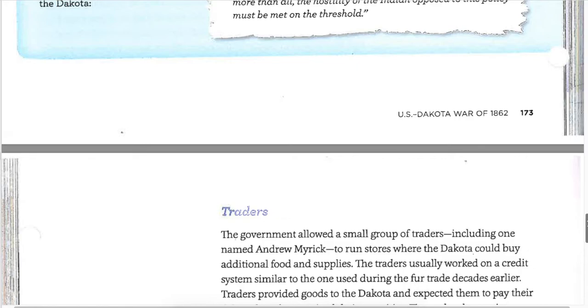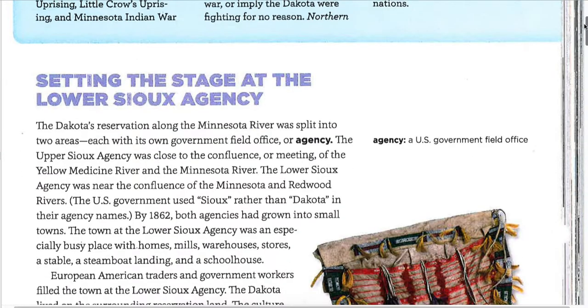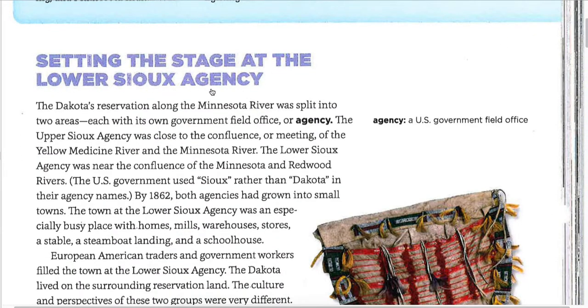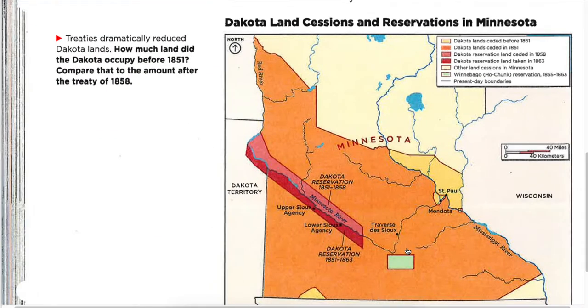Looking at headings, setting the stage at the Lower Sioux Agency. So we have this thing called the Lower Sioux Agency, which you can see in this map here. We have the Lower Sioux Agency, which is right here on the Minnesota River, and then the Upper Sioux Agency, which is here along the Minnesota River. And this is the Dakota Reservation, and you can see it's been divided in two. So the northern part is in this light pink, and then there's the dark red. Perhaps that serves a purpose to our reading.